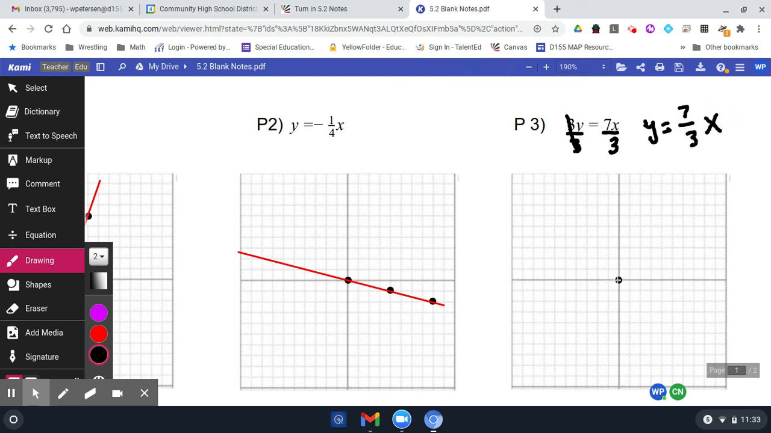So again, we're starting at the 0, 0. Now we're going up 7. 1, 2, 3, 4, 5, 6, 7. And then over 3. 1, 2, 3. And that's all we have to do. Okay? And then we connect those dots.